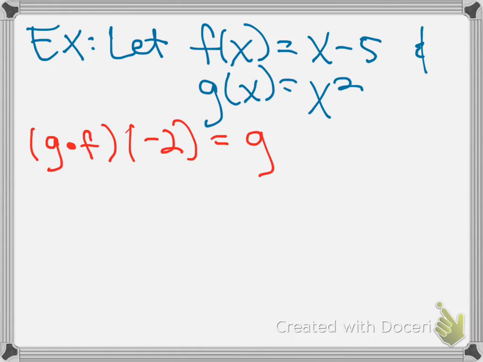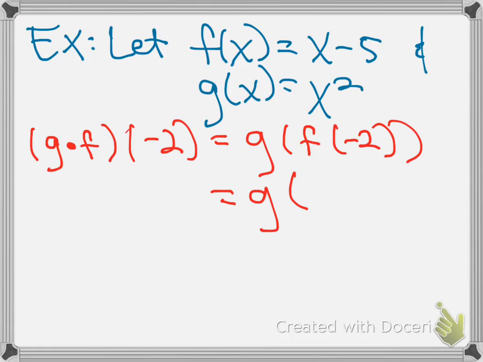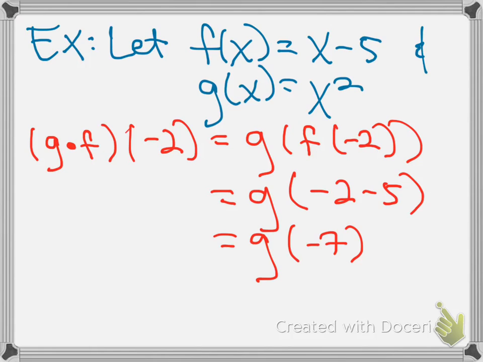So again, because f is on the rightmost side of our notation, that means we're plugging -2 into f first. So that's the same thing as saying we're evaluating g of f of -2. Well, if I plug -2 in for f, that's going to be -2 minus 5. So that means we're evaluating g of -7. And then when we plug -7 in for g, we're evaluating -7 squared, which of course is 49. So there's g of f of -2.